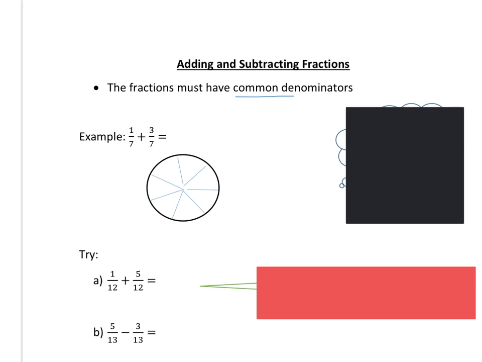The first one here, we've got 1/7 plus 3/7. If we think about that, we've got 1/7 of a pizza right here, and we've got 3 more sevenths over here. You can see that if we combine them together, that we have 4/7. So notice that the denominator stayed the same, and we just added the two numerators.